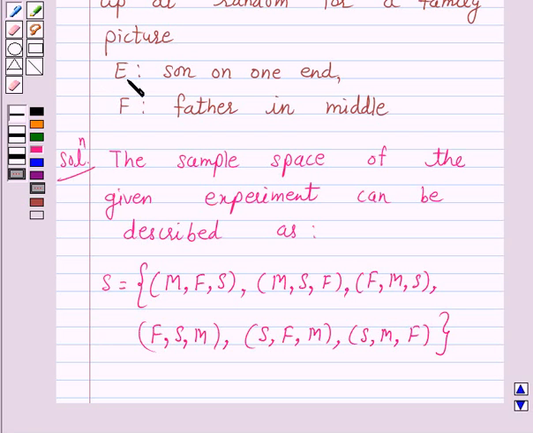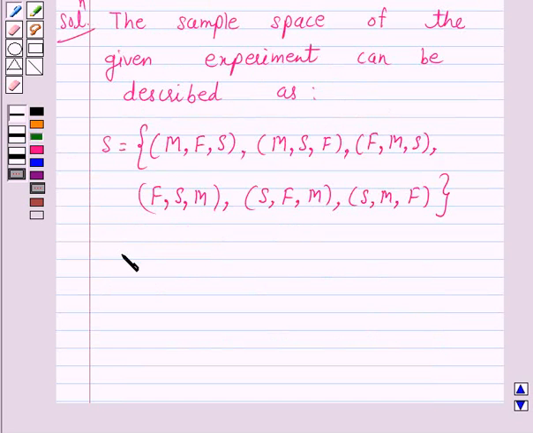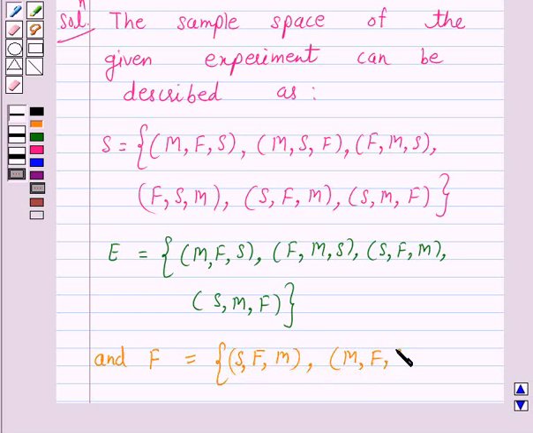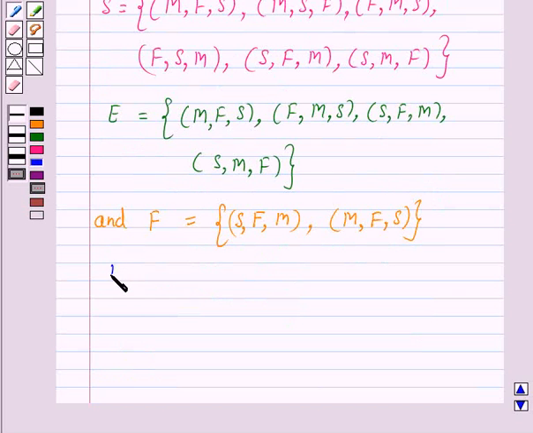Now we are given E is the event, that son on one end, and F is the event, father in middle. So the outcomes of E are MFS, FMS, SFM, and SMF, and the outcomes of F are SFM and MFS. Clearly, the outcomes of E intersection F are SFM and MFS.